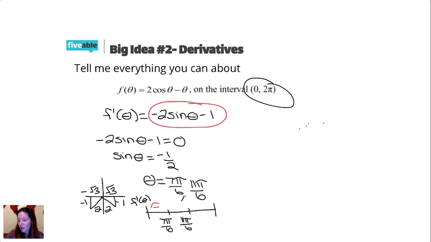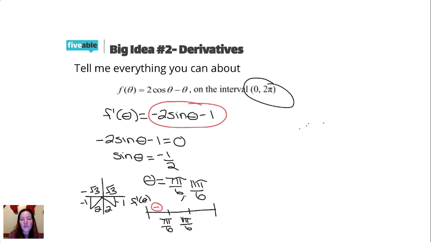All I really care about is that it's negative. I don't really care what its actual value is. I just care if it's negative or positive. Because if the first derivative is negative, then I know that my function is actually decreasing. So I know something now. I know that my function is decreasing between 0 and 7 pi over 6.